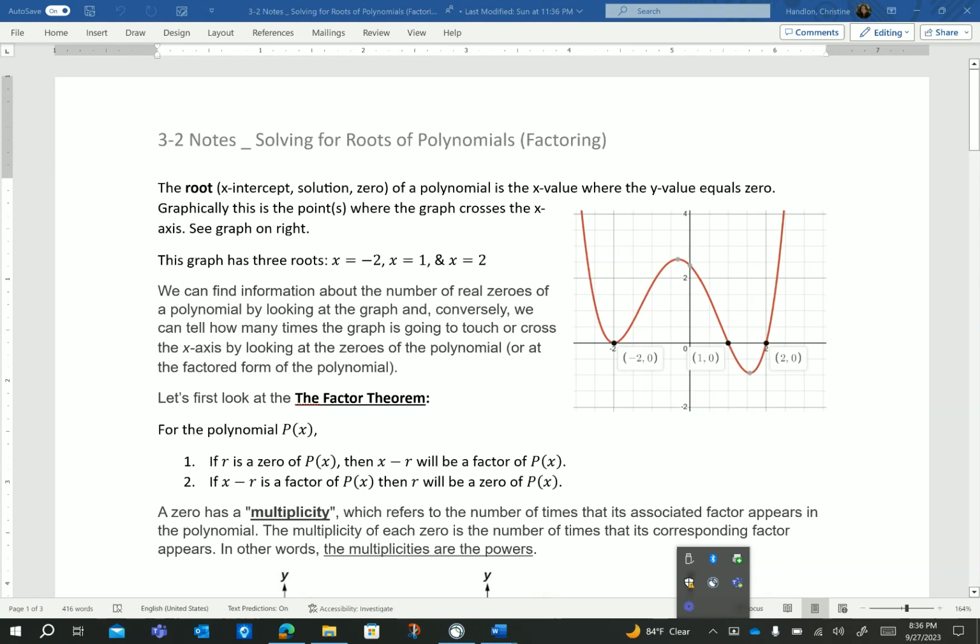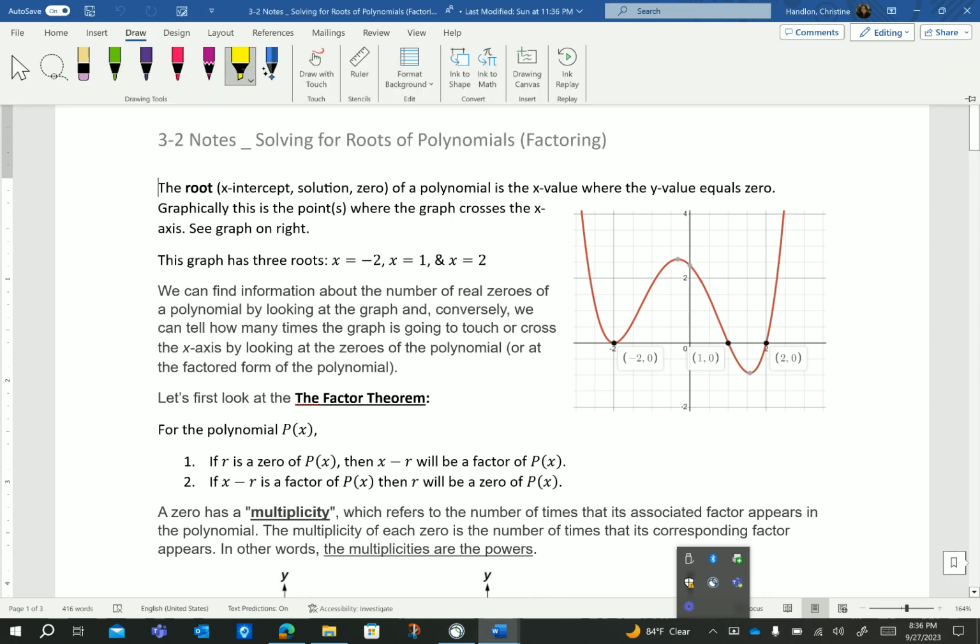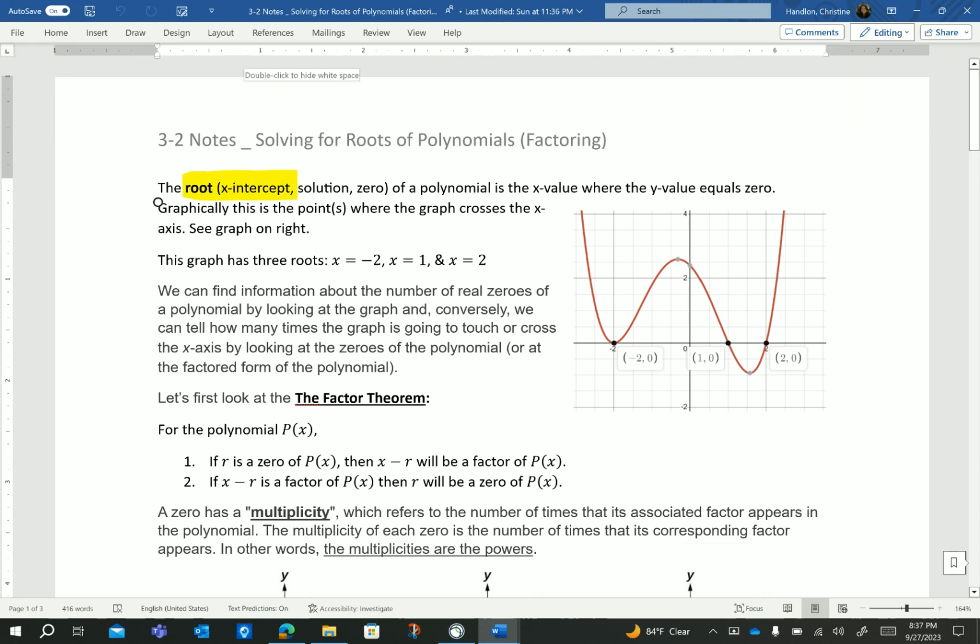Lesson 3-2, solving roots of polynomials using factoring. Well, first of all, let's review the different terminology that we have used when it comes to x-intercepts. So right here at the beginning, please get acquainted with all usage of these four words: root, x-intercept, solution, zeros. They will be used interchangeably consistently, okay?